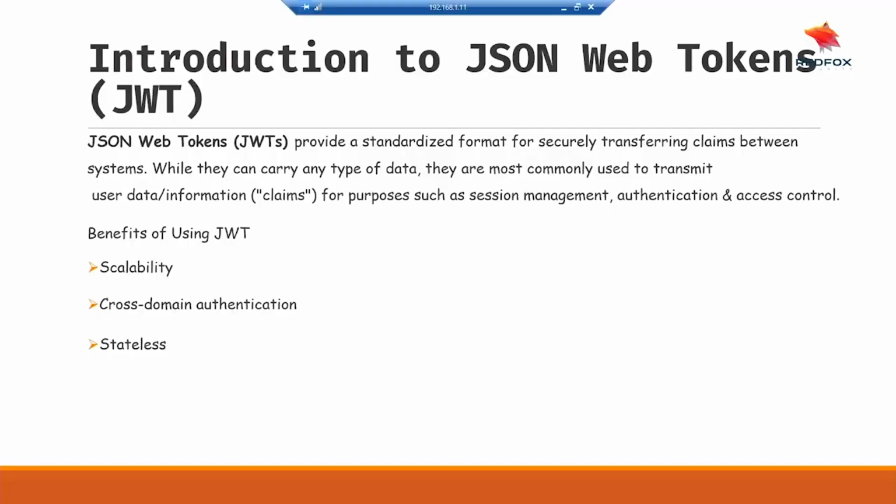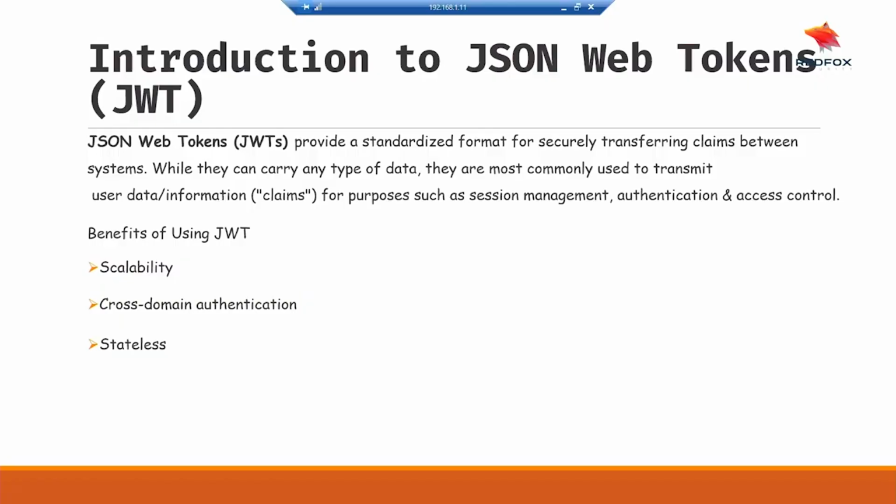Moving on to the slides, this is the first one where I'm going to tell you in brief what JSON Web Token is actually about. So JSON Web Token is a standard that provides a standardized format used to transfer claims between systems. Normally it can carry any kind of information, but it's mainly for authentication purposes or session management. The main three benefits of JSON Web Token are scalability, cross-domain authentication, and that it's stateless.